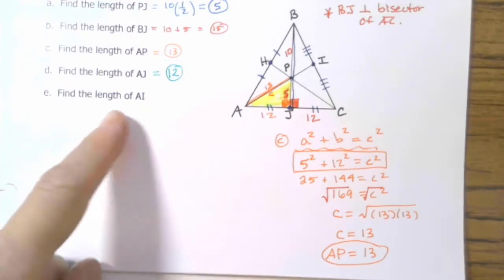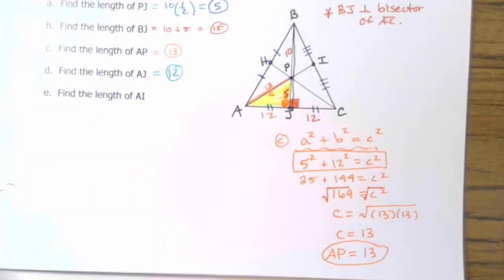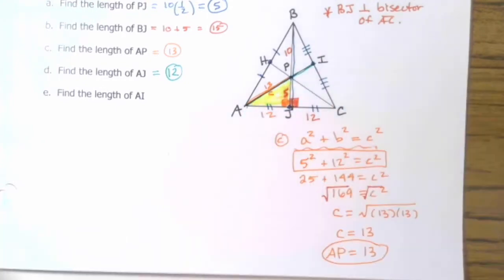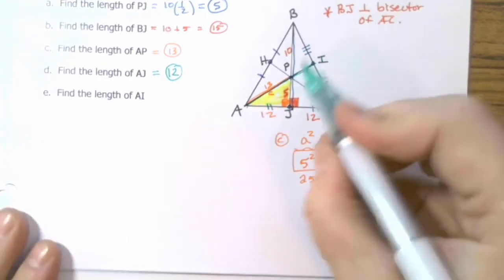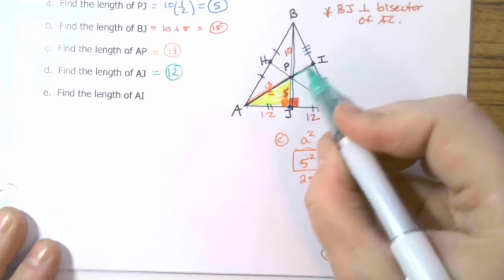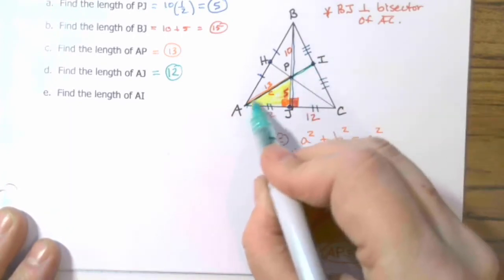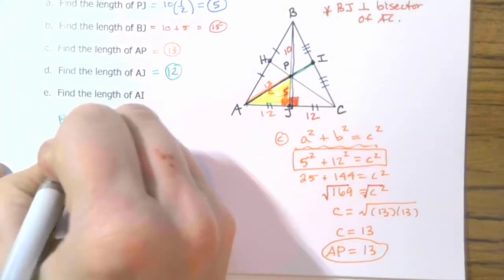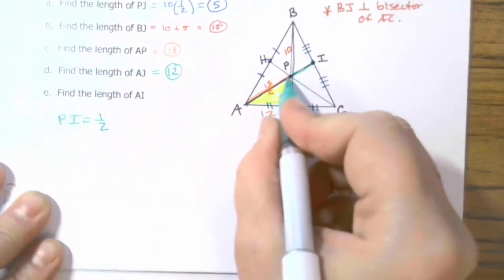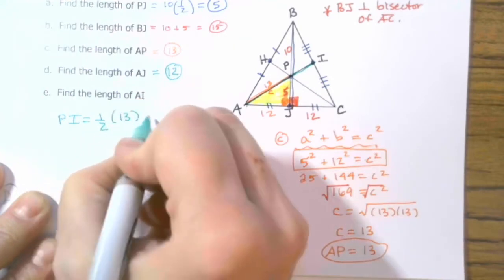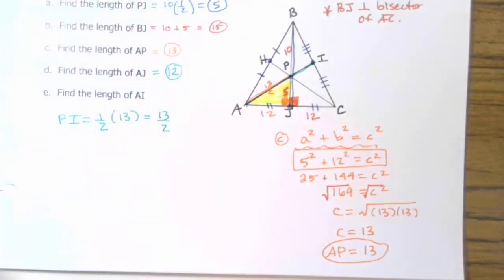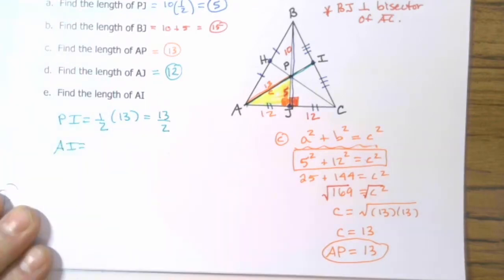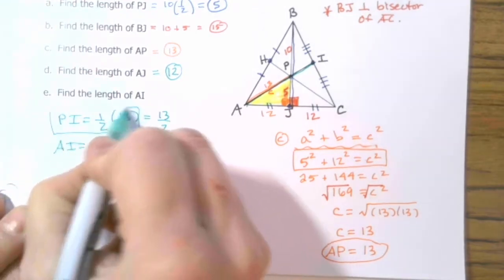Last one, find the length of AI. Okay, AI is this whole length. So in order to find AI, I need to find PI. PI is half of AP. So PI is 1/2 of 13, which is 13 halves. So to find A to I, oh, there's your equation, if you're looking for your equation.